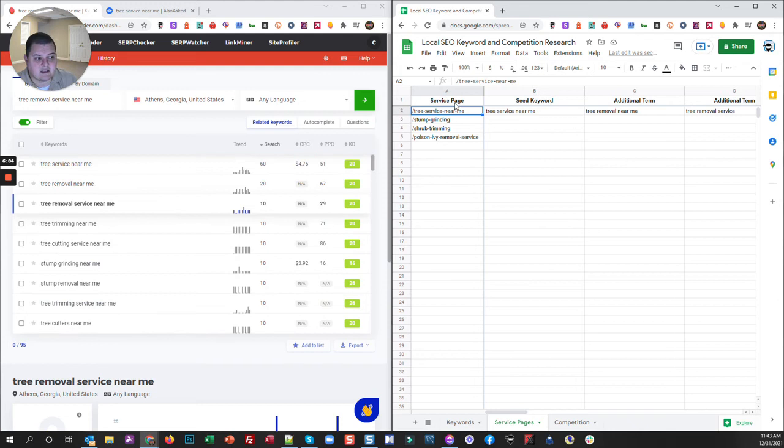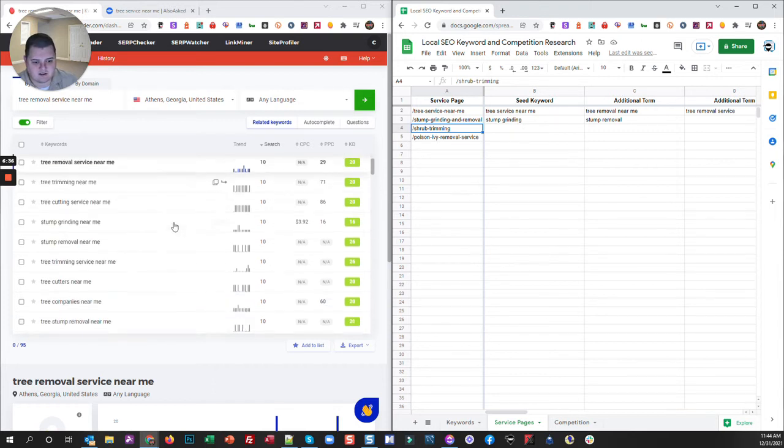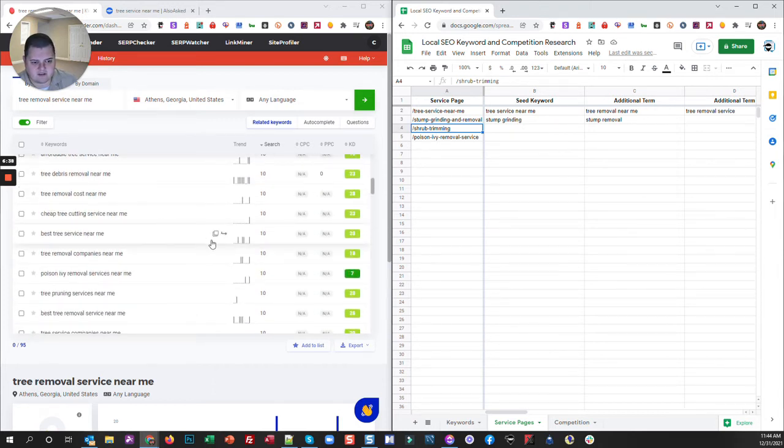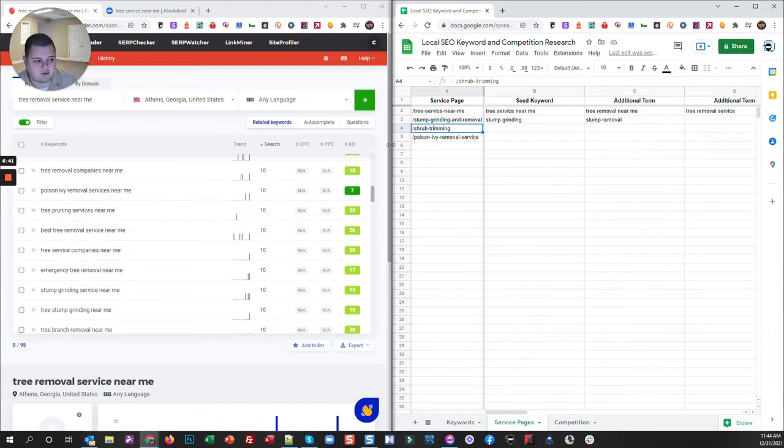Some other things that I do is I add additional service pages. I normally get those ideas in here, like stump grinding and stump removal. So stump grinding near me has 10, stump removal has 10. So I will actually probably change this to stump grinding and removal. And I'd have to do some additional, we'll talk about this in a second, but I will have to find some additional topics to talk about. Shrub trimming was also in here. If you scroll through here, there's a couple of low-hanging fruit, like tree pruning services, right?